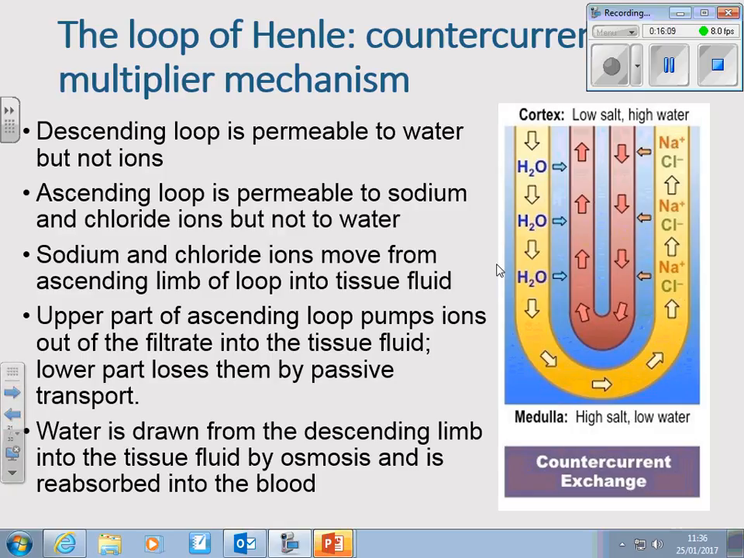Countercurrent just means that you've got flow in opposite directions. So with the loop, you've got the two limbs. The filtrate goes first of all into the descending limb from the proximal convoluted tubule, loops around the bottom, and then comes up the ascending limb before it gets to the distal convoluted tubule. So you've got down on one side, up on the other side. So that's the countercurrent. That's all that means. So they're going in opposite directions, and it's a neat sort of evolutionary result here. What it's able to do is to create a concentration gradient along the length of the loop.